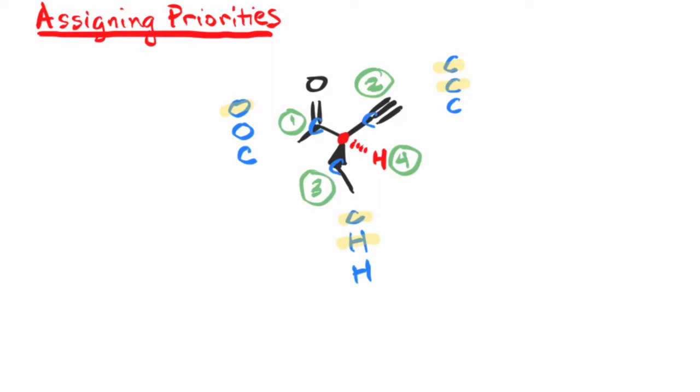Again, let's just finish this example. We have already the 4th group in the back, so we do not need to do any manipulation of this molecule. We just simply count 1, 2, 3, and see which direction that is. That is clockwise, so that is indeed an R designation.